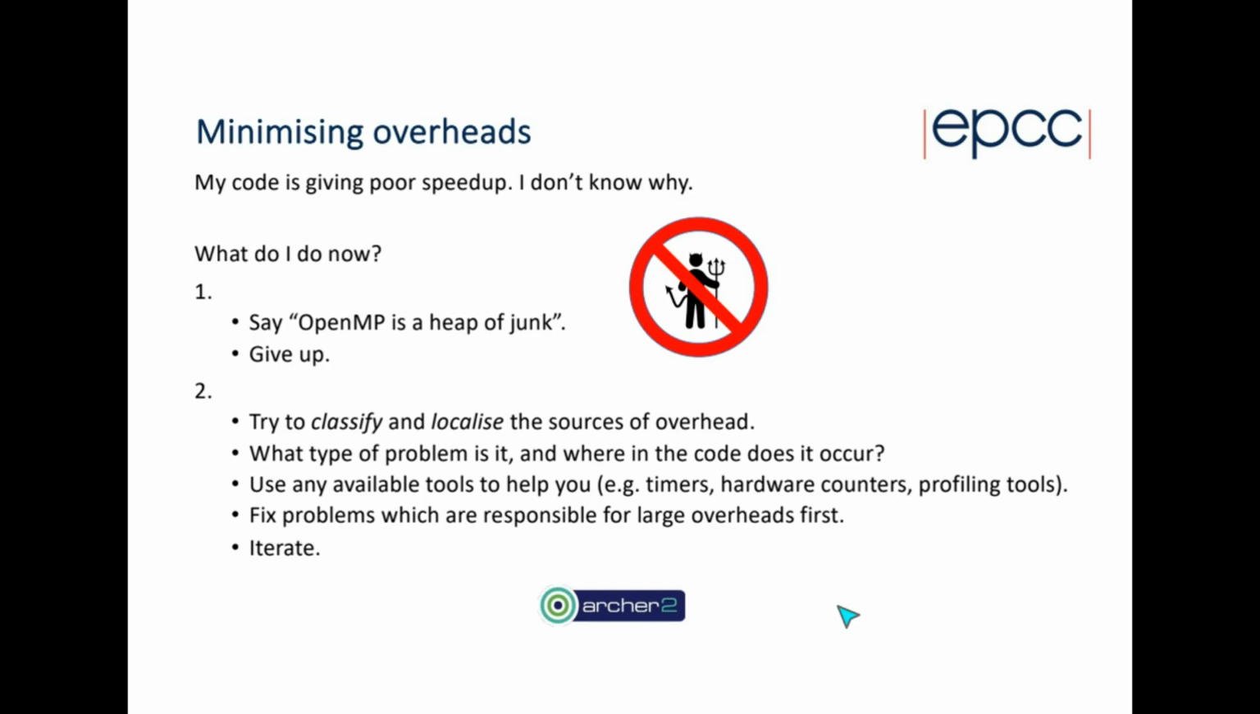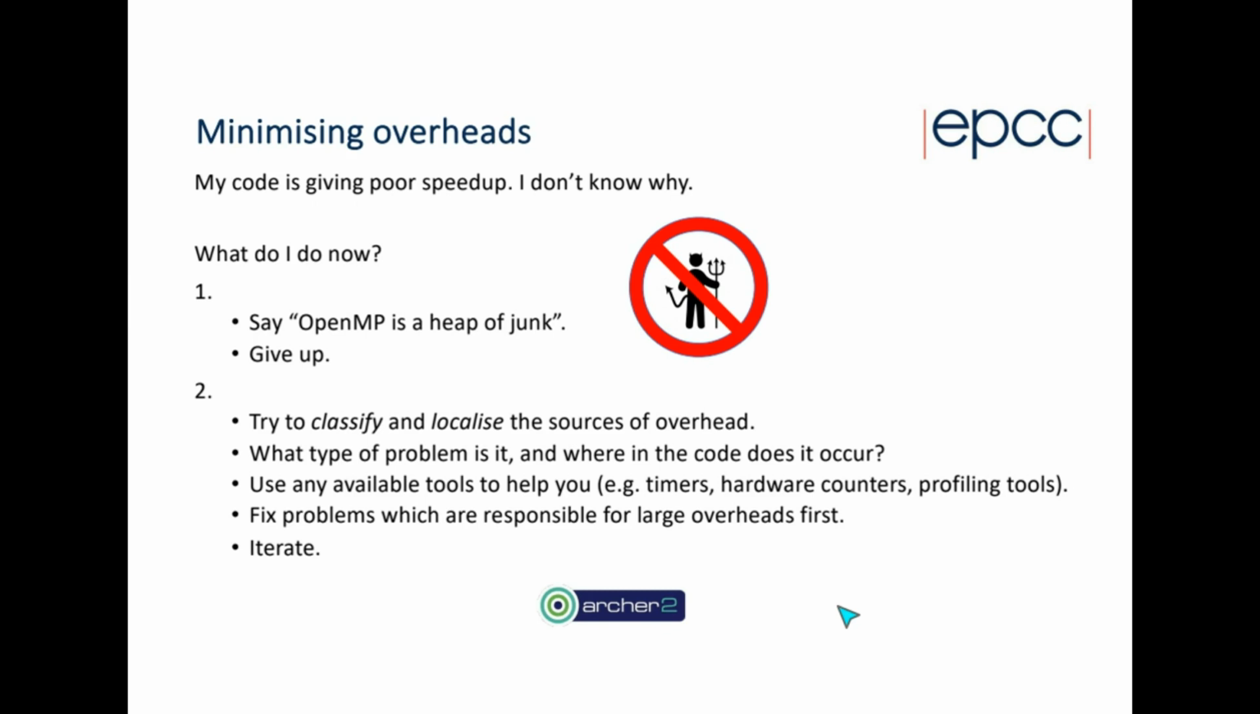Okay, so I realize I'm pretty much out of time, but just to sum up, think a little bit about the process of performance optimization. Okay, what do I do? My code's giving poor speedup. I don't really know why. What can I do about it? So I hope I convince you to say, okay, no, OpenMP is not terrible.